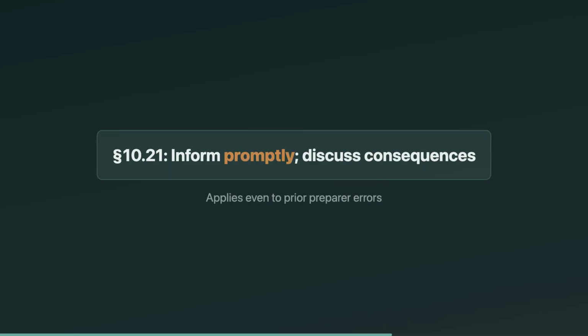A classic example is a new client who self-prepared and claimed head of household without a qualifying dependent. You tell them it's wrong and what could happen if it stays uncorrected. Another example, you take over a practice and discover improper Section 179 deductions. Same rule, notify the client and discuss consequences. You don't have to clean up years of old returns unless you choose to take that engagement.